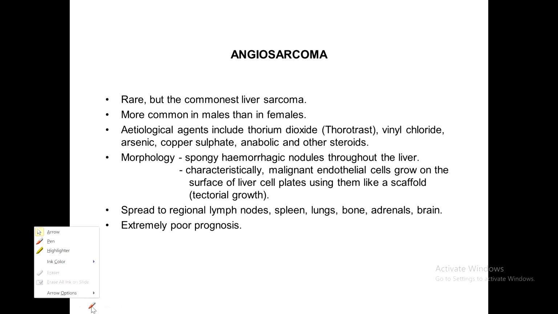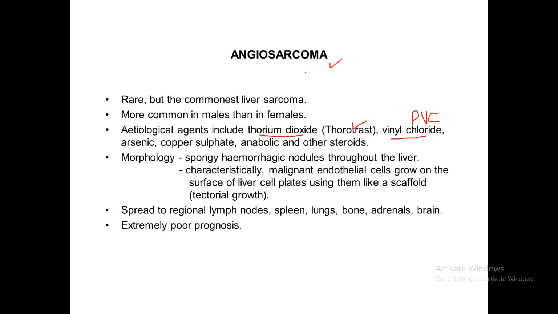From your previous knowledge, you must know that the main etiological agents of angiosarcoma are thorium dioxide or Thorotrast, or vinyl chloride, polyvinyl chloride. All of you were taught in your third year in the neoplasia chapter that polyvinyl chloride is the most important carcinogen for the production of angiosarcoma, along with arsenic, copper sulfate and anabolic steroids.